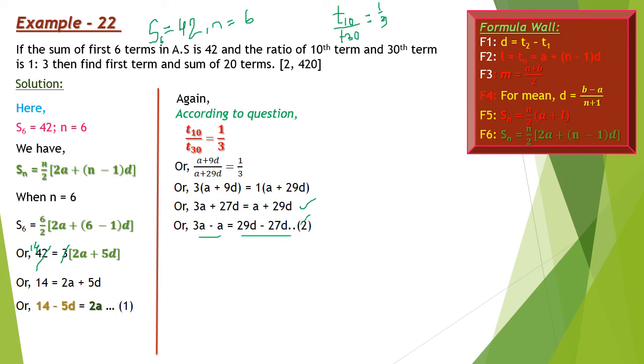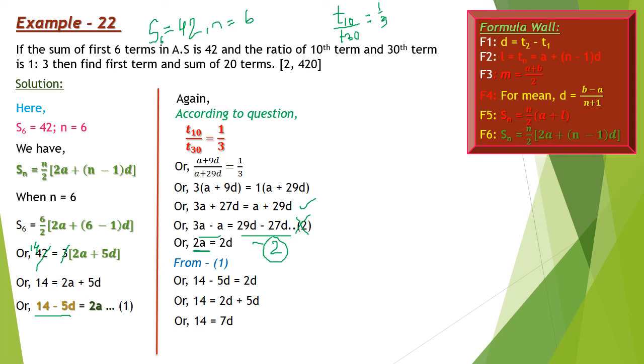Or 2a equal to 2d. So it must be equation 2. Now we have the value of 2a as 14 minus 5d. Let's replace from 1. 14 minus 5d is equal to 2d, or 14 equal to 7d. 2d plus 5d, that is 7d. 14 equal to 7d. d is equal to 2.